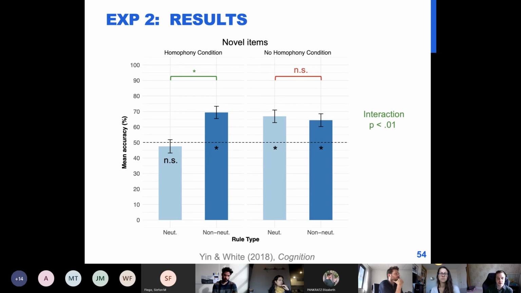The non-neutralizing rules, again, are learned quite well. The neutralizing rules are not learned well at all. They're at chance level, actually. So it seems like when the rules are neutralizing and also create a lot of homophony, people don't do well at learning those rules at all. Suddenly they can't learn them. They're at chance level.